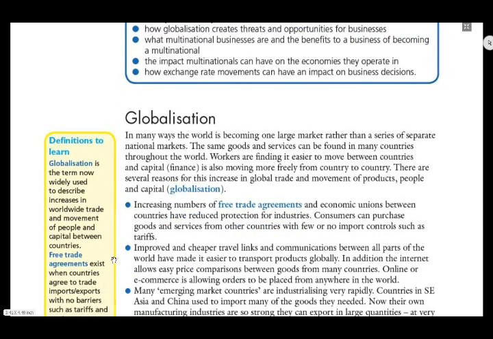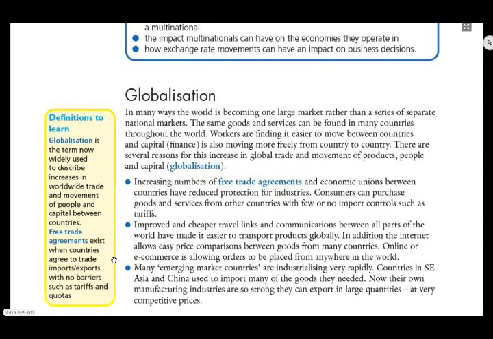So regarding globalization, it's a concept that we use to describe the increase in the worldwide trade and movements of people and capital between countries. If you look at yourself now, you can find that you have a lot of products that you use and they come from all over the world. So this is globalization, when goods and services are moving easily throughout this world, and of course not only goods, we're talking about people, we're talking about money. So now it's easy for us to invest in other countries, to buy goods from other countries, and this is what we call globalization.